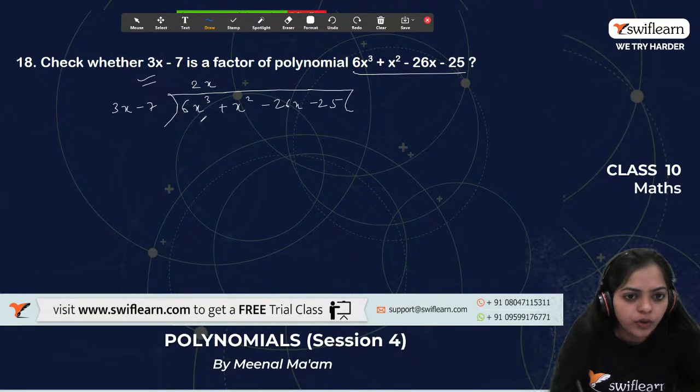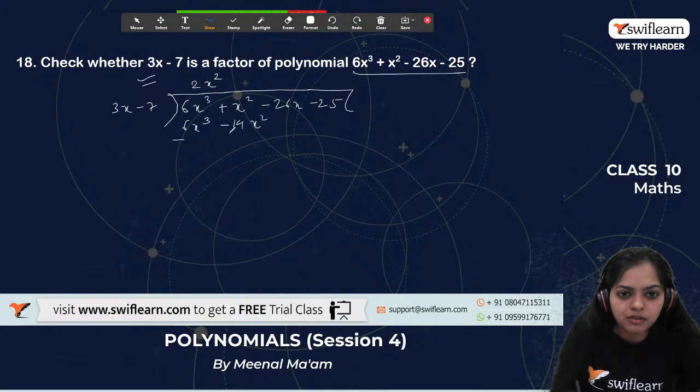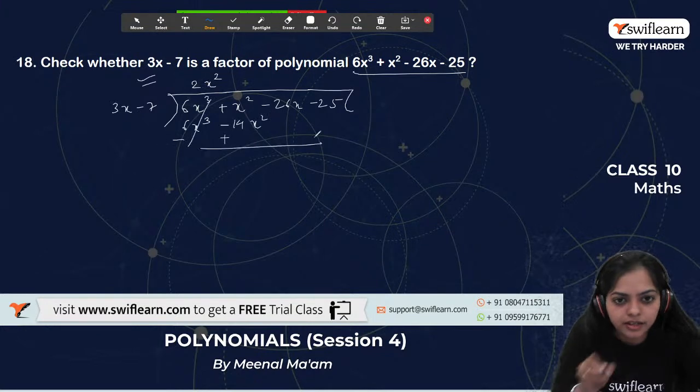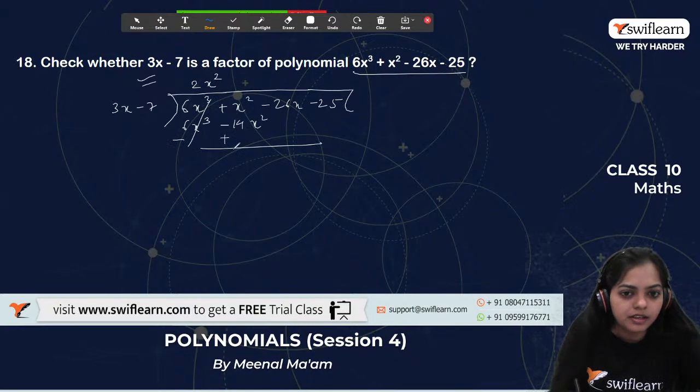So 2x square. So it becomes 6x cube, with 2x square, then only it becomes x cube, right? So 3 times 2 is 6x cube. And 7 times 2 is 14, minus 14x square. Got it? Now this gets cancelled. And then this becomes 15x square minus 26x minus 25.